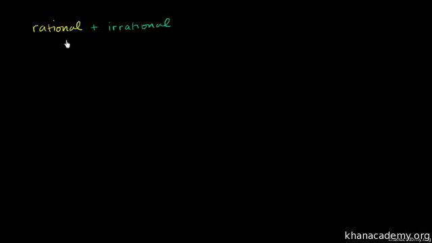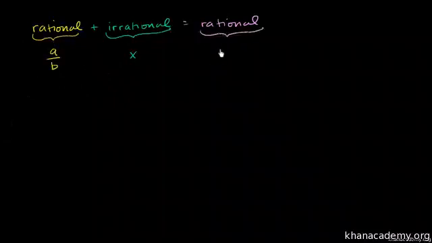Well, to think about this, let's just assume it's going to be rational, and then see if this leads to any form of contradiction. So let's assume that this is going to give us a rational number. Let's say that this first rational number we can represent as the ratio of two integers, a and b. Let's call this irrational number x. And their sum gives us another rational number. Well, let's express that as the ratio of two other integers, m and n.